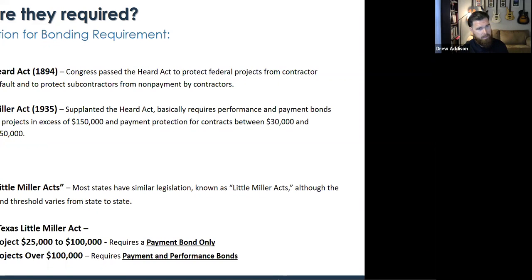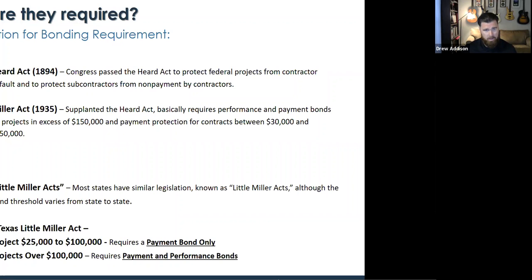From a federal level, it started with the Hurd Act in 1894, and later grew into the Miller Act of 1935. The Miller Act expanded on what the requirements were for when bonds are required. Basically, it requires performance and payment bonds on federal projects in excess of $150,000, and payment protection, meaning payment bond only, for contracts between $30,000 and $150,000.